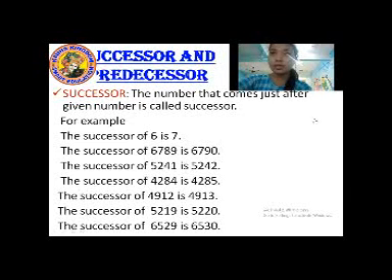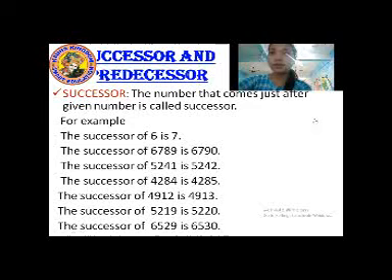And the successor of 4284 is 4285 because 4285 comes just after 4284. The successor of 4912 is 4913 because the number 4913 comes just after the number 4912.